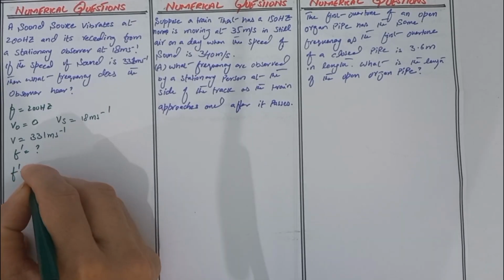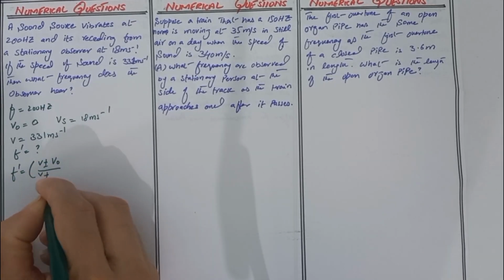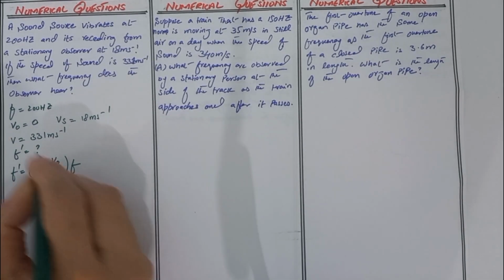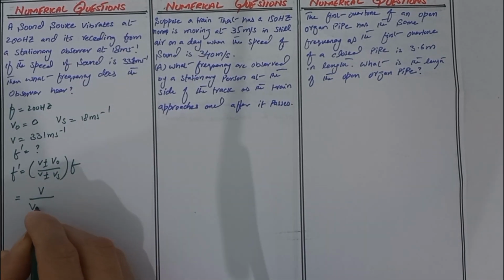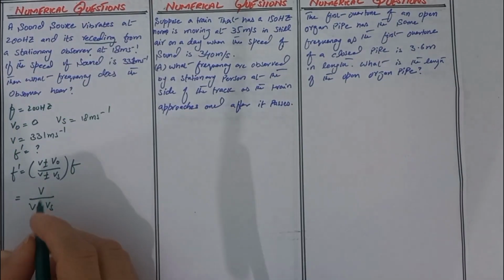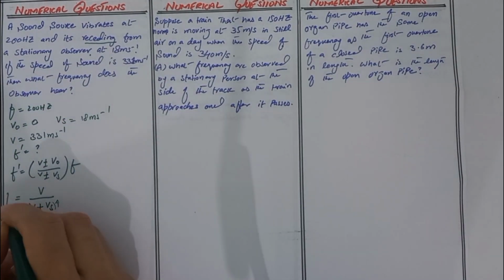Here we use the formula f prime equals (v plus-minus vo) over (v plus-minus vs) times f. Vo is equal to 0. So here we use the plus sign because the source is receding from the observer, so the apparent frequency is decreased. If this value is increased, this value is decreased.